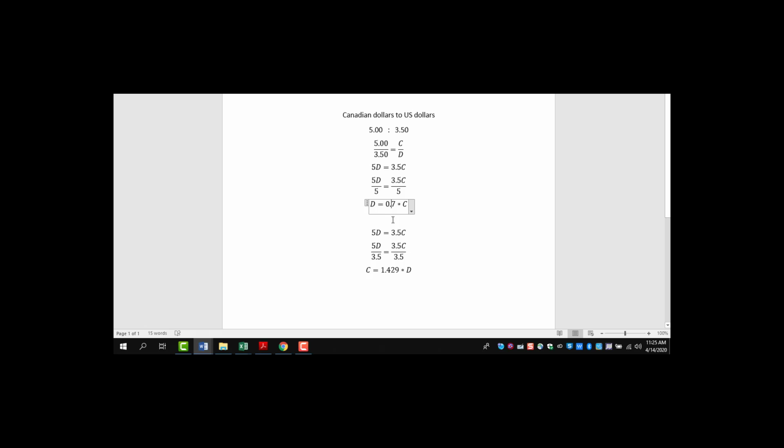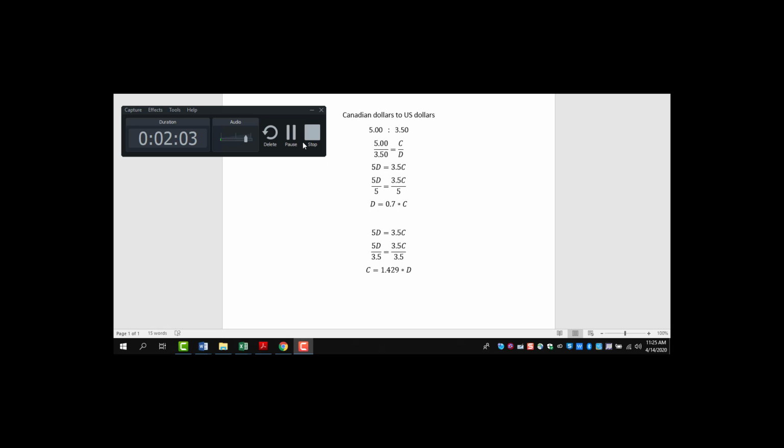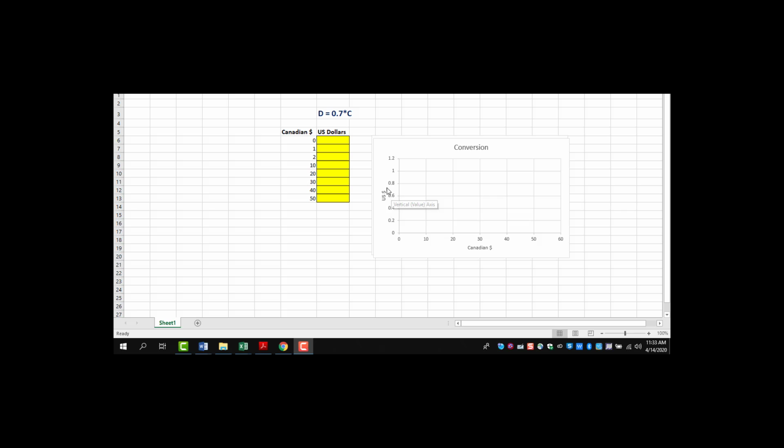So now let's just look at what this does in an Excel file. It's going to run a table out. Okay, so here we have our equation: US dollars equals 0.7 times Canadian dollars. And I'm going to fill in this table of values. That's pretty simple. I'm just going to start with the first one. Now over here, I'm going to have it draw a chart as I fill down.